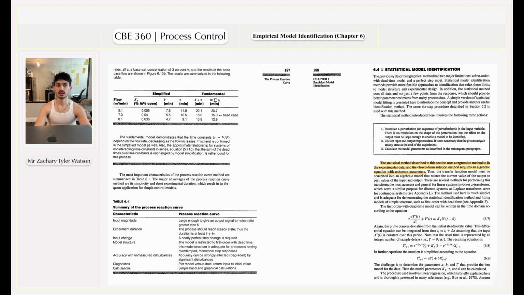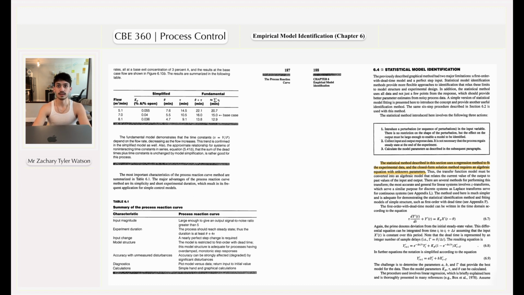We have our flow rate in cubic meters per minute, we have our Kp in percentage A percent open, we have our theta in minutes, our tau in minutes, theta plus tau in minutes, and the summation of tau i's in minutes. And that makes sense. Tau is a time constant, it has time as its unit. The fundamental model demonstrates that the time constants, tau equals V over F, volume over volumetric flow rate, depend on the flow rate, decreasing as the flow increases.